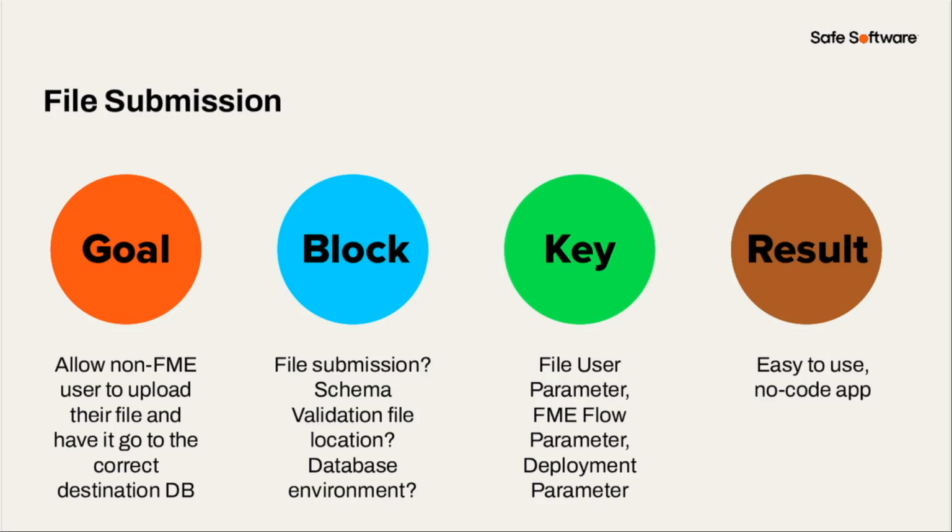So our goal, again, is to allow non-FME users to upload their CSV file and have it go to the correct destination database. And our blockers are, well, how do we easily let them submit that file? We want to validate the schema of that file and make sure it's okay. And so we need to have a validation schema file, and where are we going to store that? How are we going to reference that when we're authoring our workspace, but also on FME Flow? And the database environment: we have different database environments in our system for staging and production. So we want to point to the right one dynamically. So the key is going to be using a file user parameter, an FME Flow parameter, and a deployment parameter. And we'll take a look at this demo now.